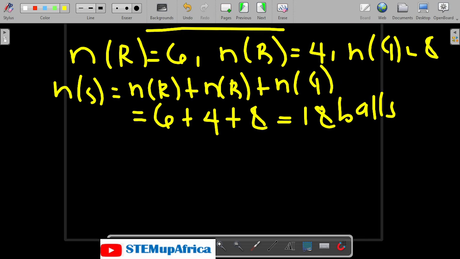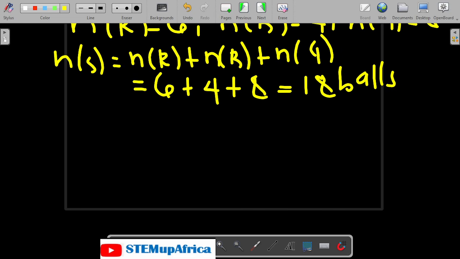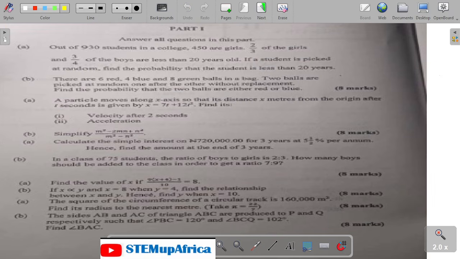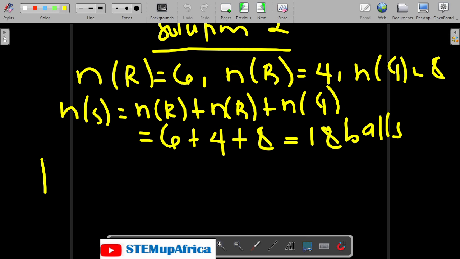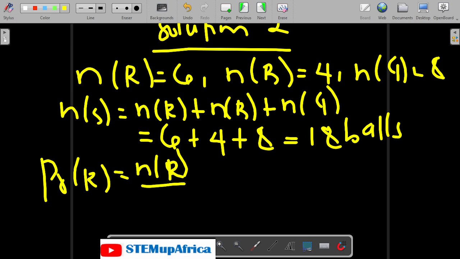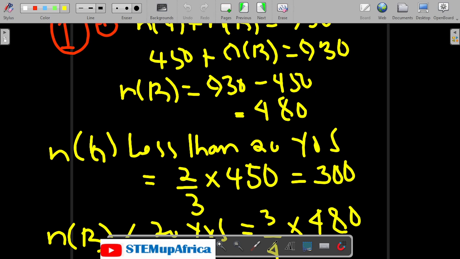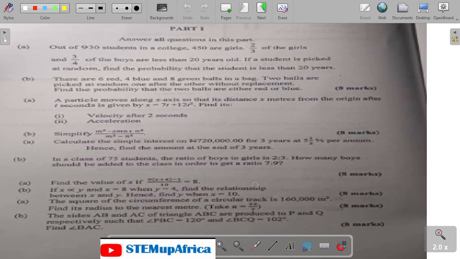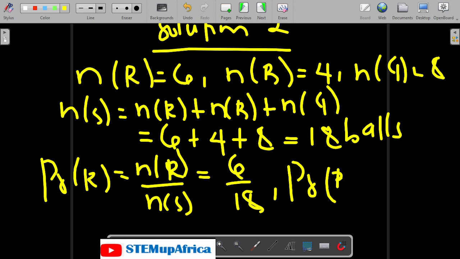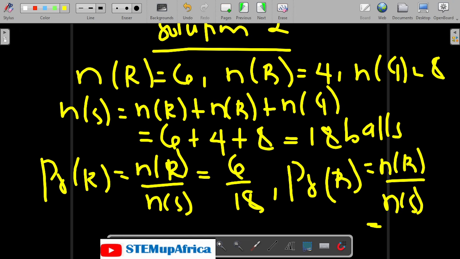So they're asking of probability of red or blue. So my interest is red and blue. So probability of red is simply the numbers of red over the sample space. How many red do I have? 6 over 18. Then probability of blue will be numbers of blue over sample space. Numbers of blue is 4 over 18.